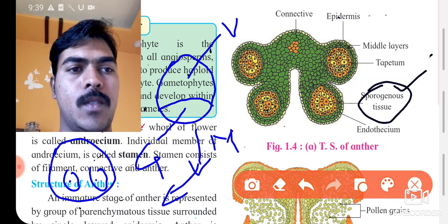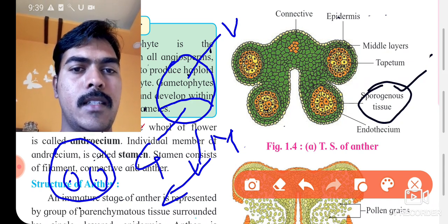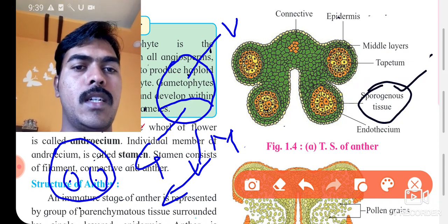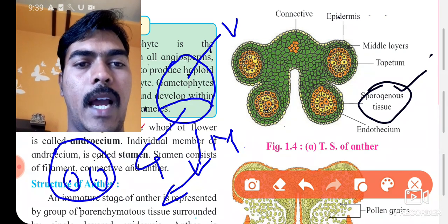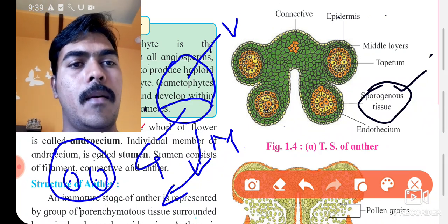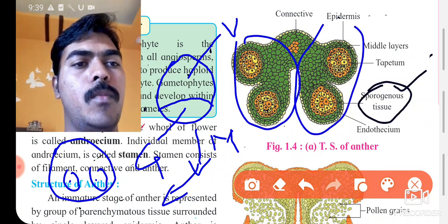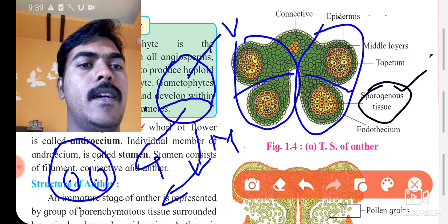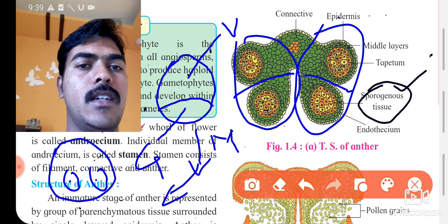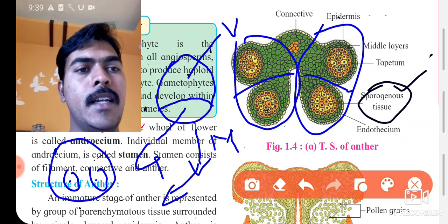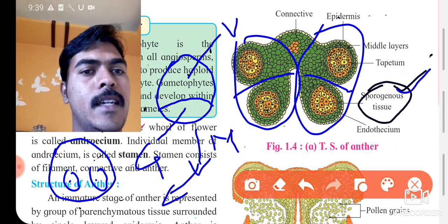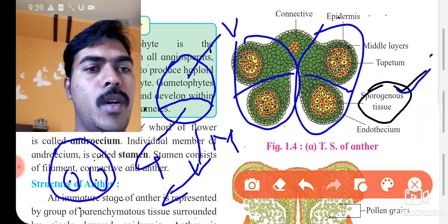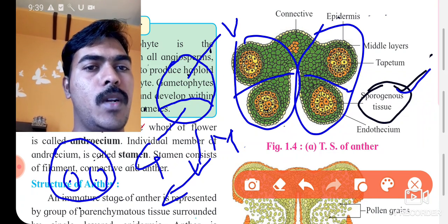Okay, so what we have talked, there is androecium, that is male reproductive structure, and each unit of this androecium is called as stamen. Stamen contain three parts: filament, connective and anther. These anthers are bilobed and each lobe divided into four compartments. That's why it is called as tetrasporangiate anther. Each lobe has sporogenous tissue which contain pollen mother cell.